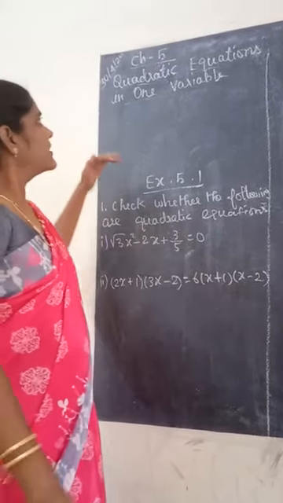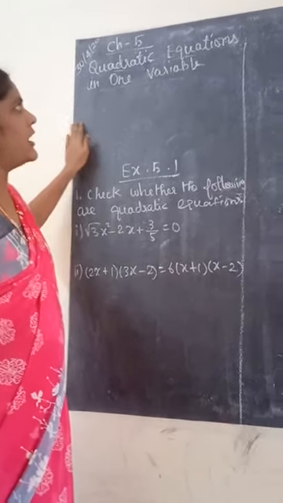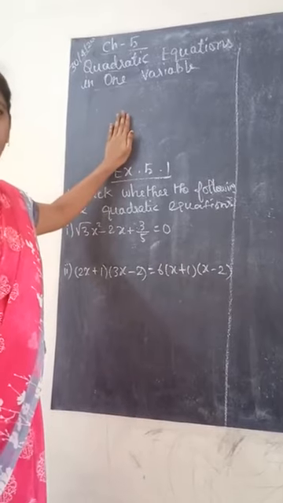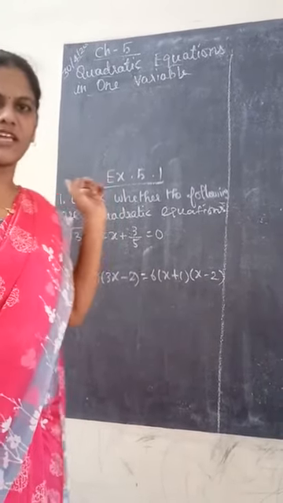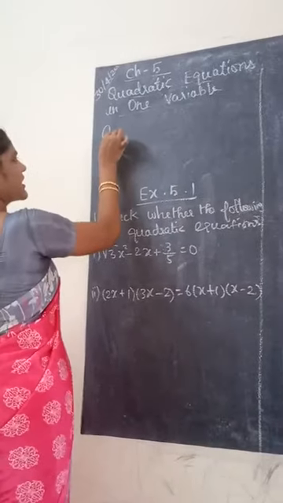Hi students, this is chapter 5, a new chapter: quadratic equations in one variable. Already we know the general form of the quadratic equation. What is the general form of a quadratic equation?